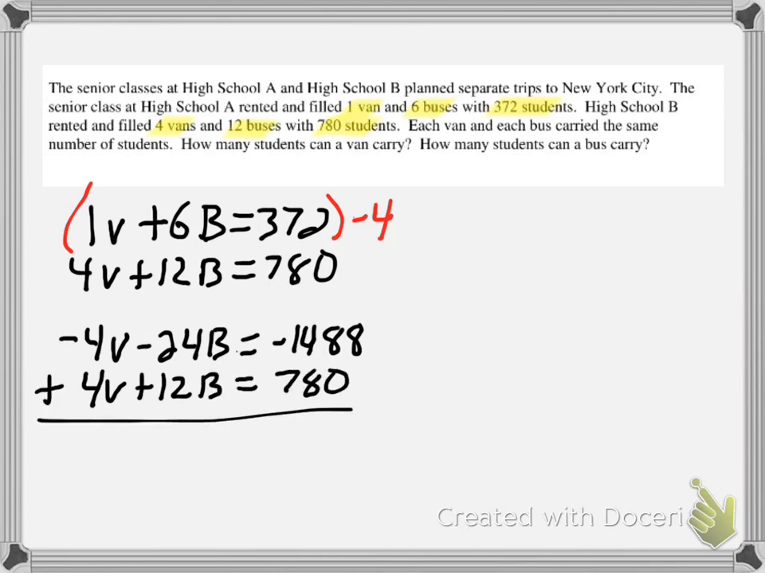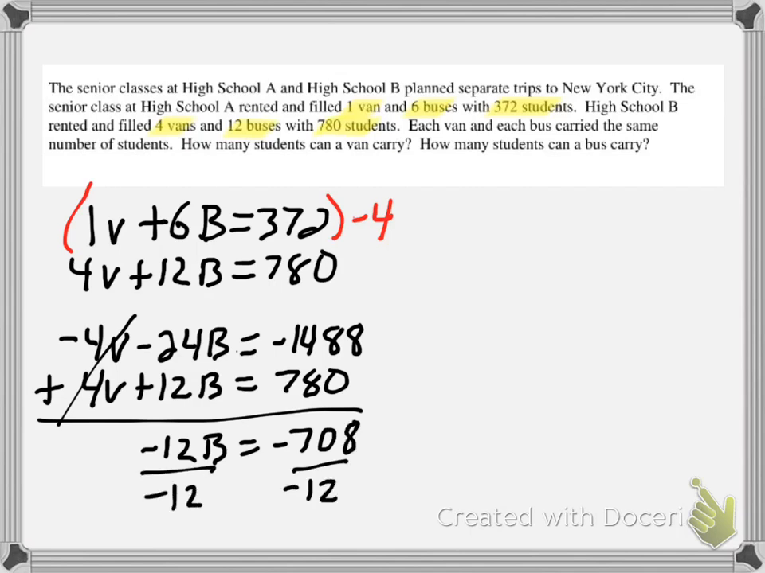Alright, so now that I have a variable that's going to cancel, my v's are going to cancel. So -24 and 12, which gives me -12b, -1488 and 780, which will give me -708. So if I divide by -12, I get that my b value is 59. So what that means is the buses can hold 59 students.